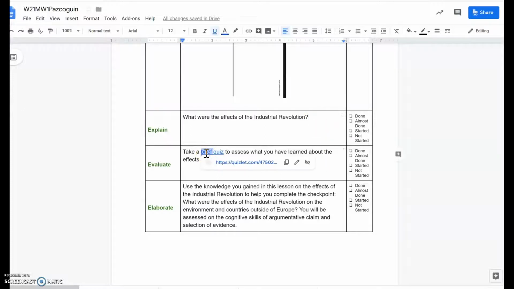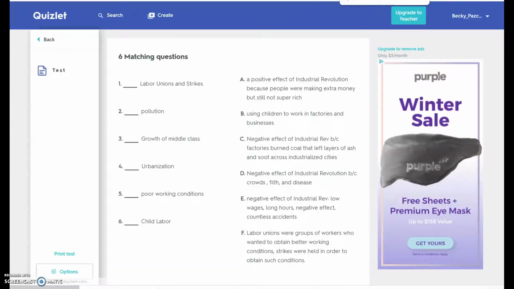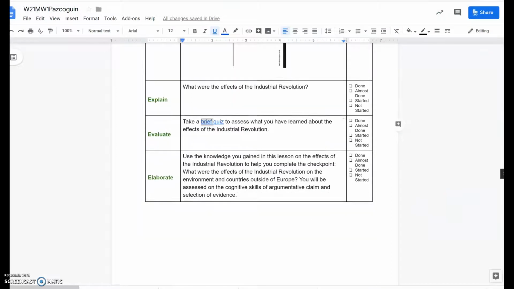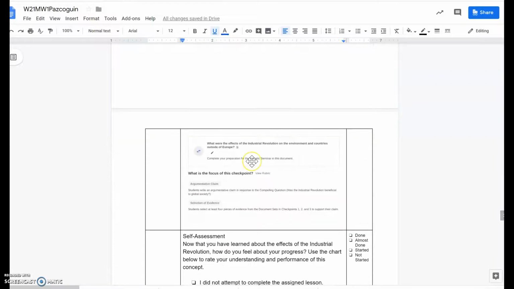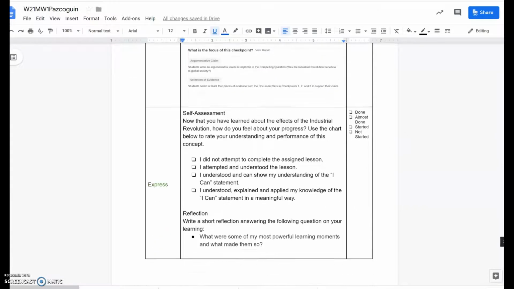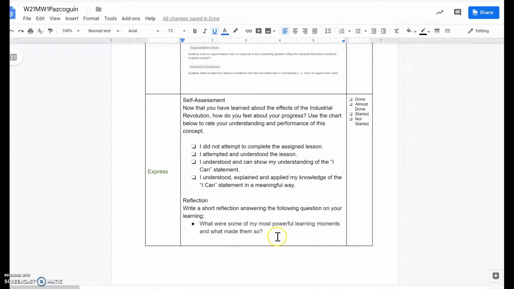Then you're going to take this brief quiz on Quizlet to assess what you've learned about the effects. There's only 6 questions, so that's pretty simple. And then hopefully this lesson of mine helps you to more fully understand the Summit checkpoint. The knowledge that you gain in this lesson, you're going to put toward answering the checkpoint: what were the effects of the Industrial Revolution on the environment and countries outside of Europe? And I'll get to that in a second. And then you're going to want to just do the self-assessment as always. You select one of these and then answer this question here.